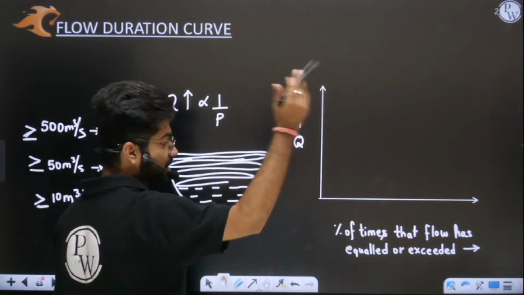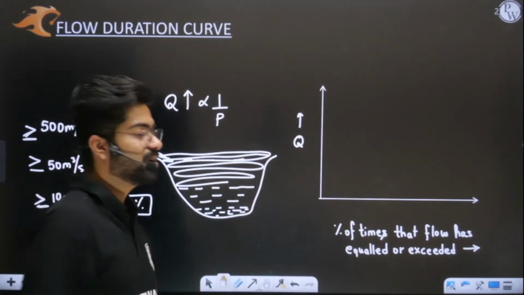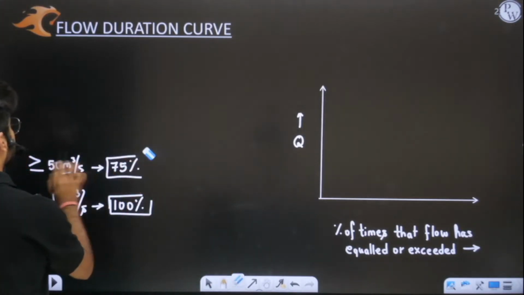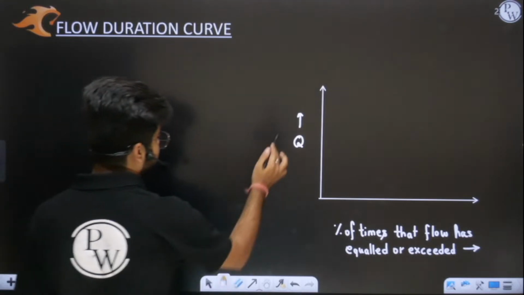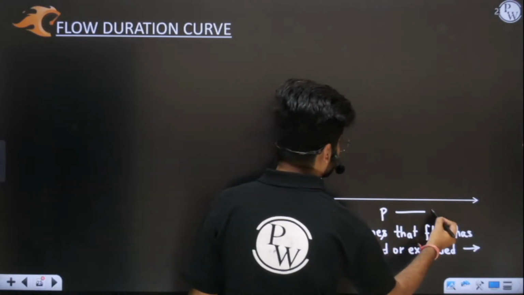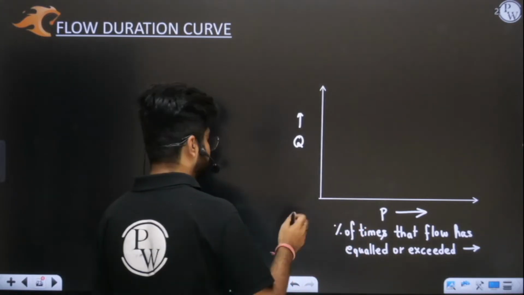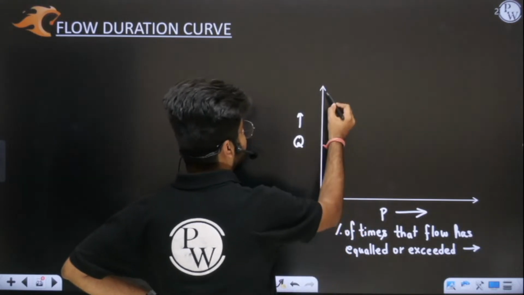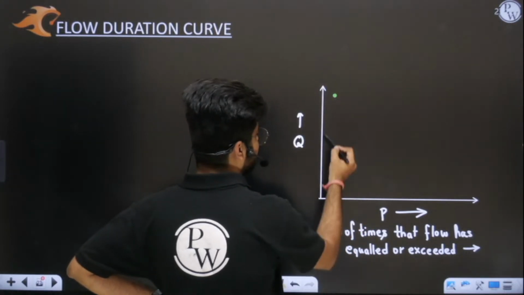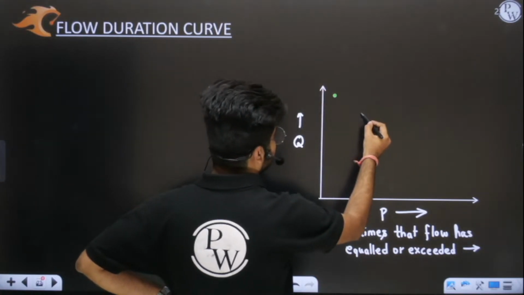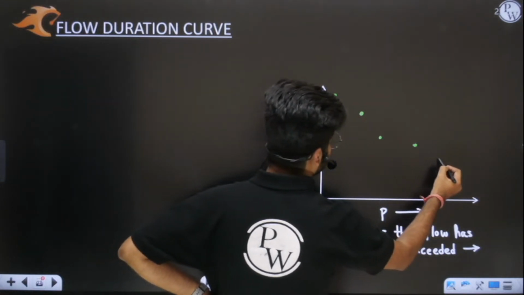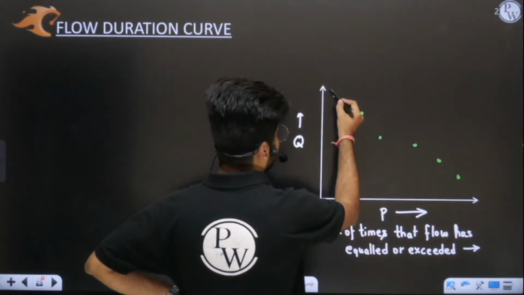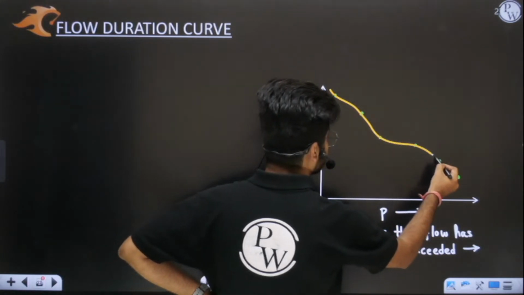So you can see from here that higher the discharge, lower is its probability. Yes or no? Yes sir, this is clear. Higher the discharge, lower is the probability, which means if I plot discharge against probability, higher discharge will have lower probability, and if we have lower discharge, probability will be more. So this graph will be somewhat like this. You will join this and get a graph like this.